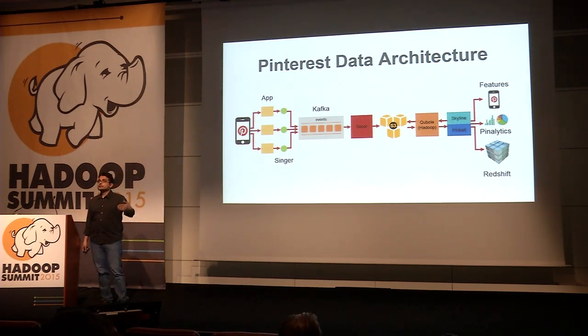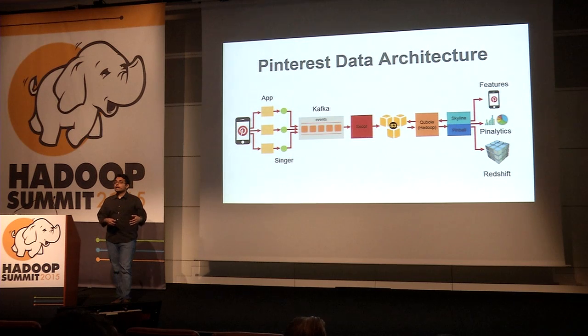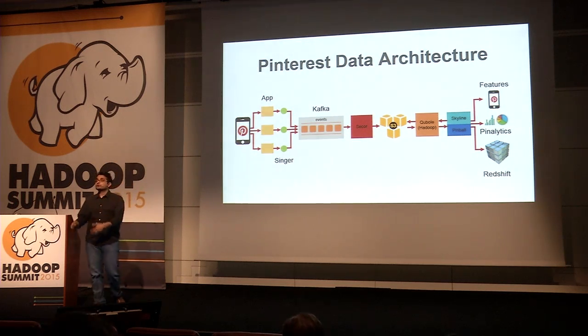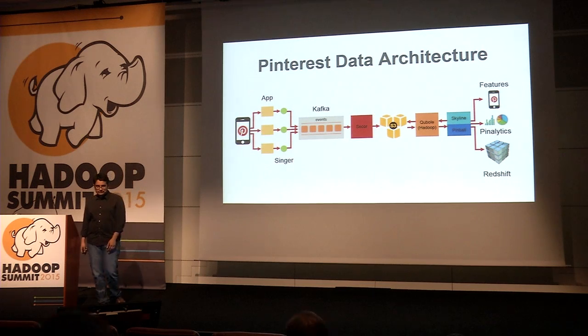And eventually, some of the processed data goes into the product, to power features like the home feed or search or promoted pins. Some of the analytics data goes into our analytics system called Pinalytics. And then aggregated data goes into Redshift for ad hoc analysis by our data scientists.